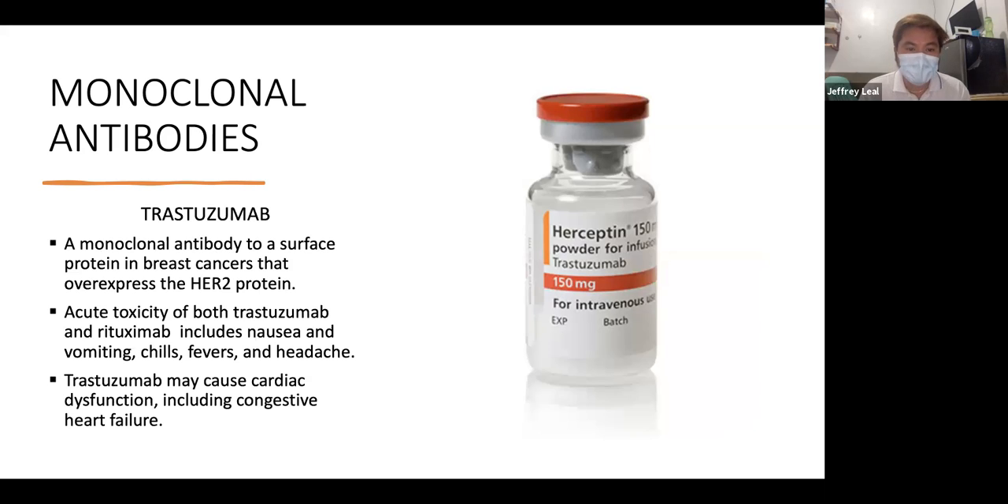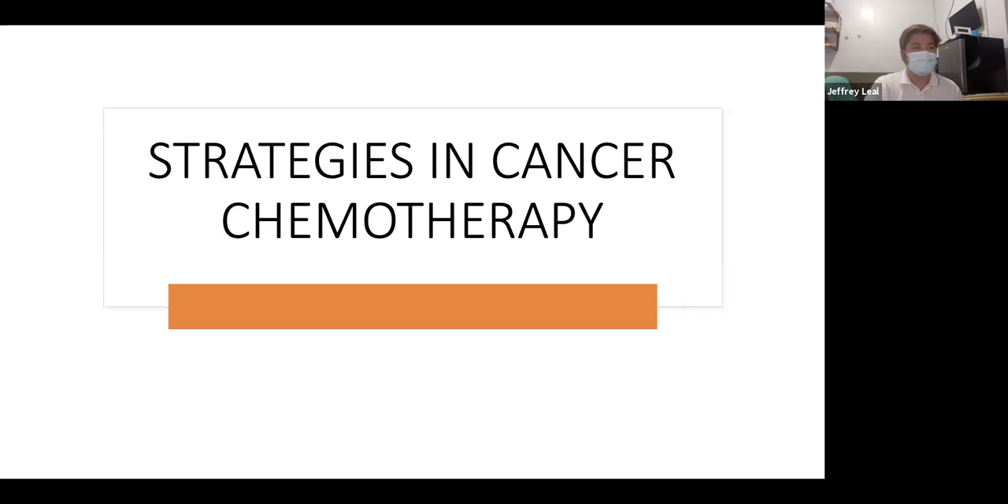We have also trastuzumab, which is a monoclonal antibody to a surface protein in breast cancers that overexpress the protein HER2. Okay? Acute toxicity of both trastuzumab and rituximab includes nausea and vomiting, chills, nagkakaroon ng fever yung pasyente and even headache. Okay? Your trastuzumab may cause cardiac dysfunctions, including congestive heart failure.